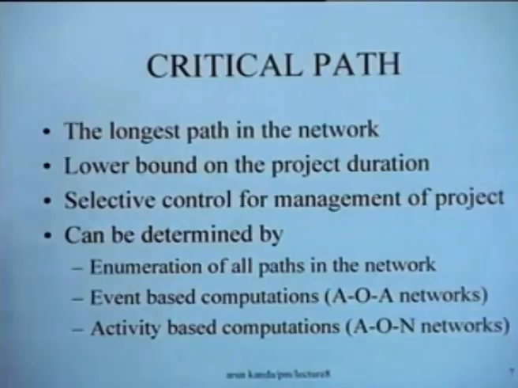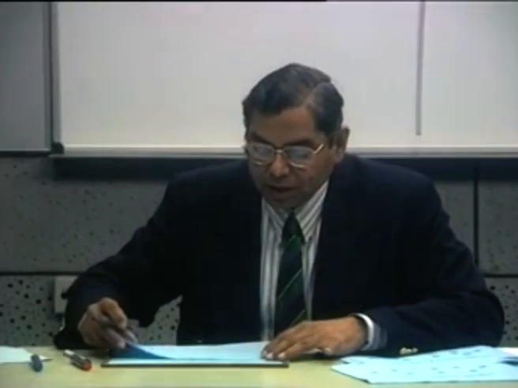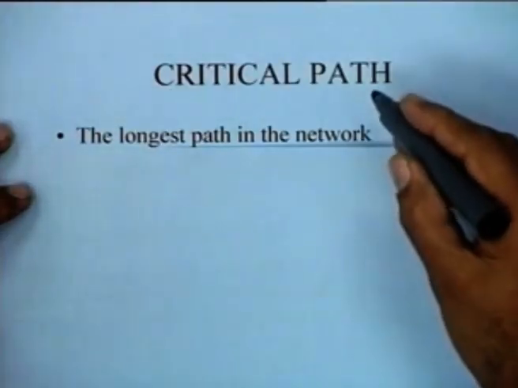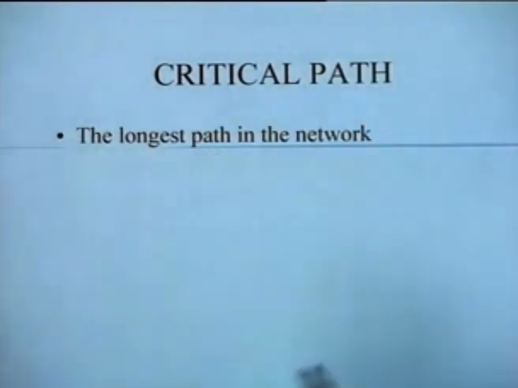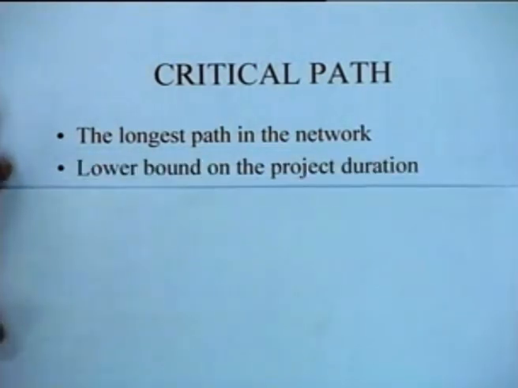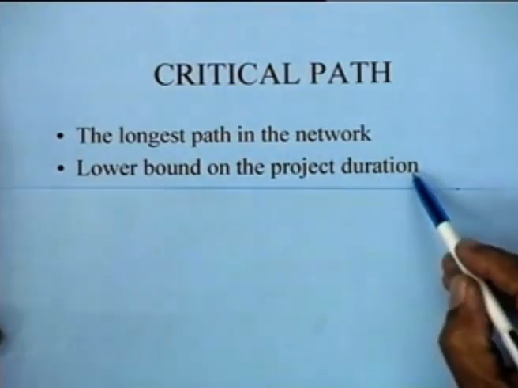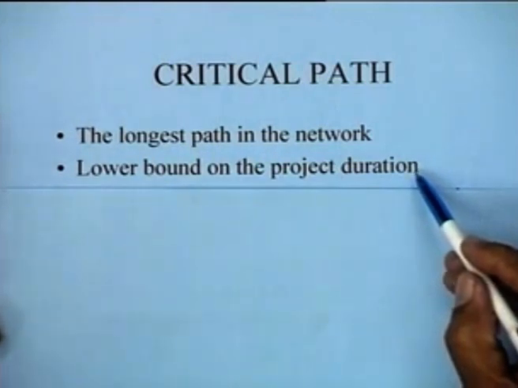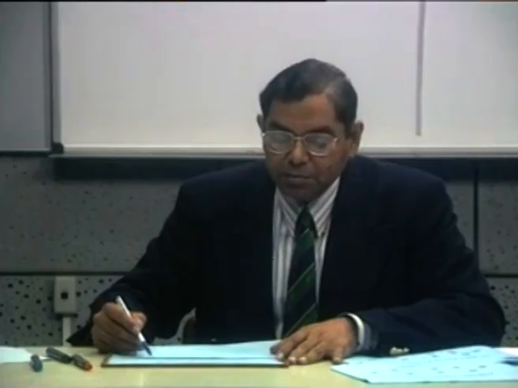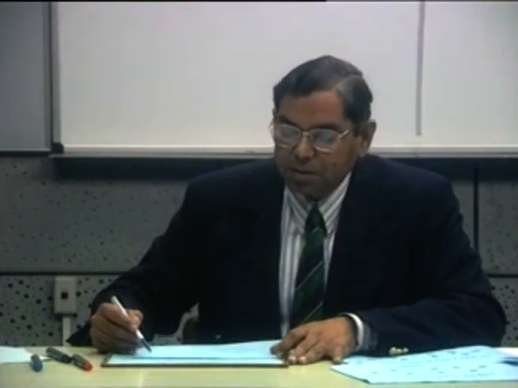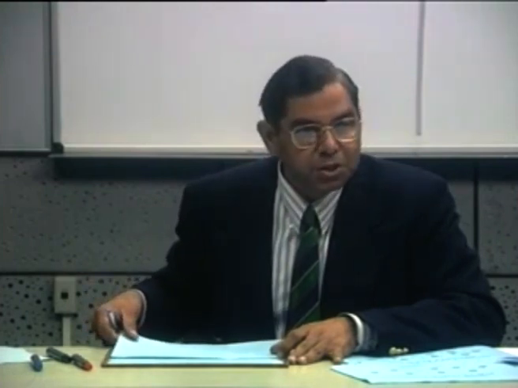So, how do we determine the critical path, and what is the critical path? What is the significance of the critical path for a project? A critical path is in fact the longest path in the network. The interpretation of the critical path is that it is a lower bound on the project duration, that the project cannot be accomplished in a time smaller than the length of the critical path. The project may take longer, but this is the minimum possible duration of the project.